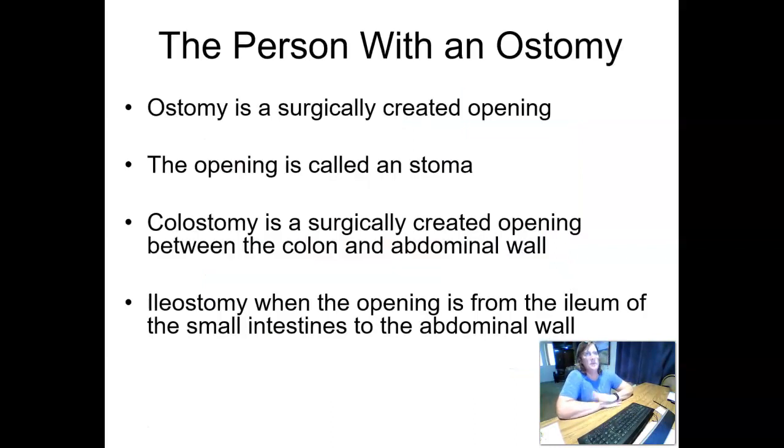Now, the person with an ostomy has a surgically created opening. And so the opening is called a stoma. A colostomy is a surgically created opening between the colon, the large intestines, and the abdominal wall. An ileostomy is the opening from the ileum of the small intestines to the abdominal wall.